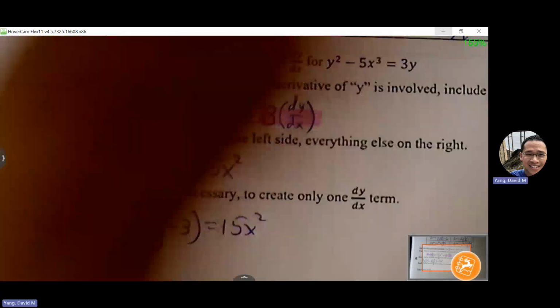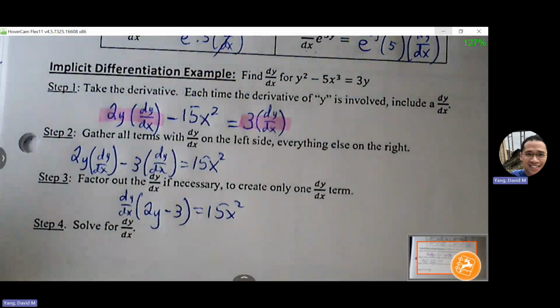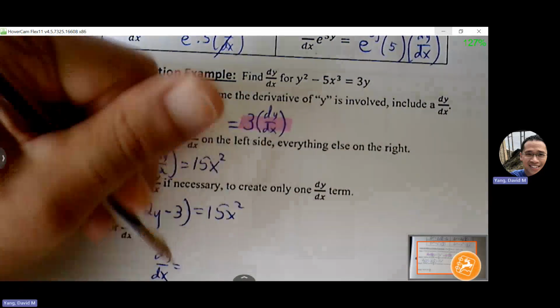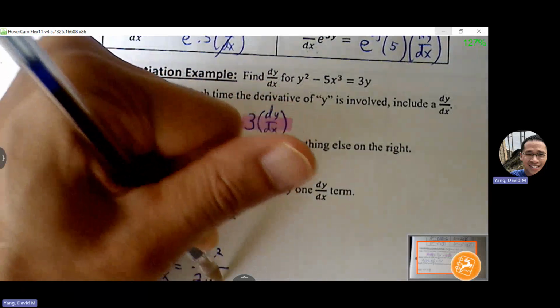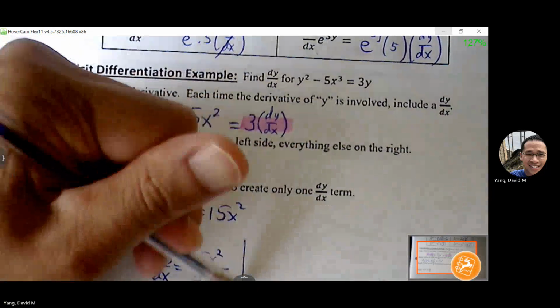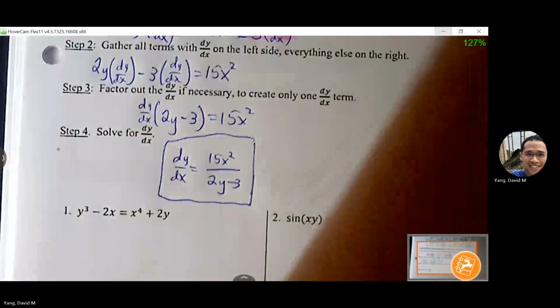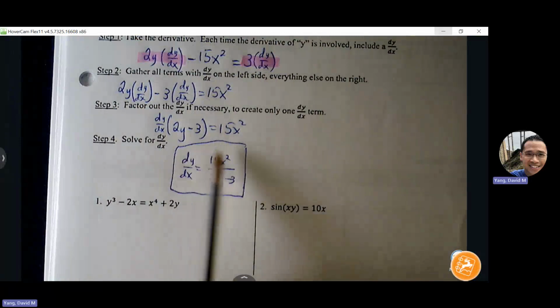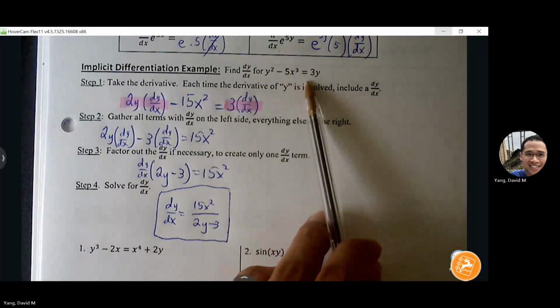And we're almost there. If I want to get dy dx, what's the last thing that I can do here to isolate that variable? Divide. Yeah. So my dy dx is equal to 15x squared over 2y minus 3. So this is my derivative formula, my slope formula for whatever this graph looks like.